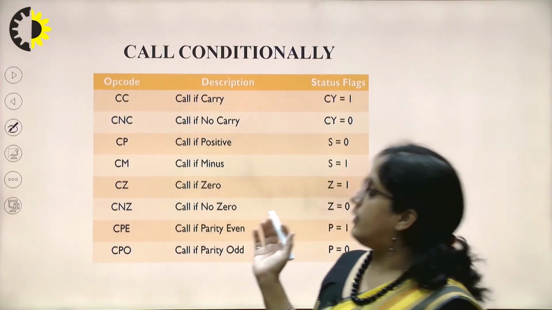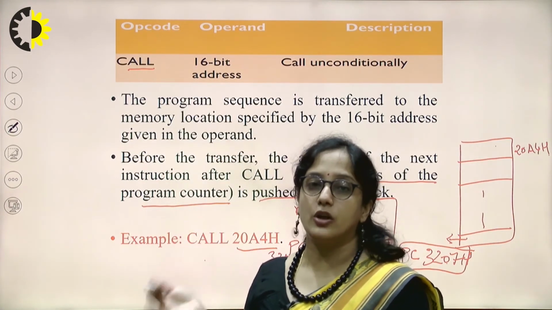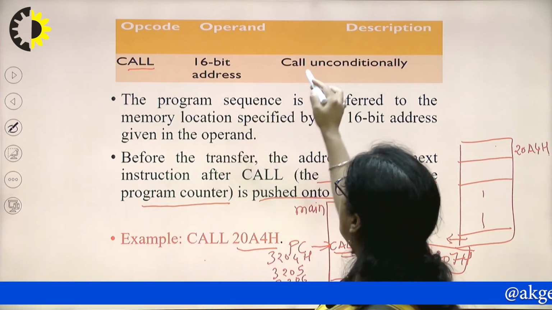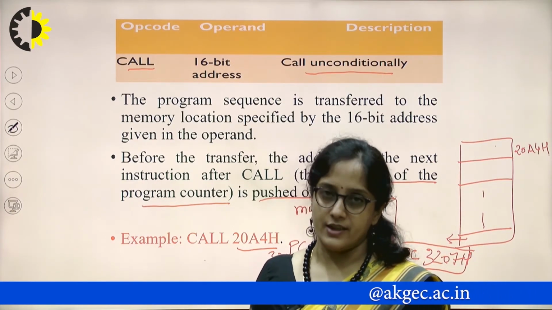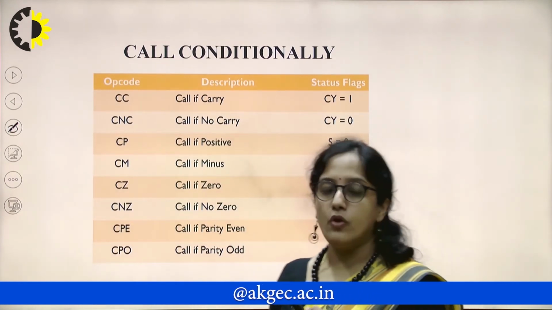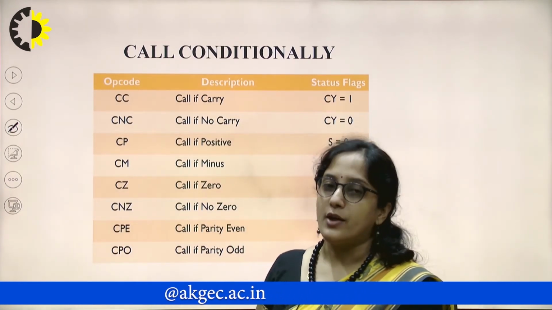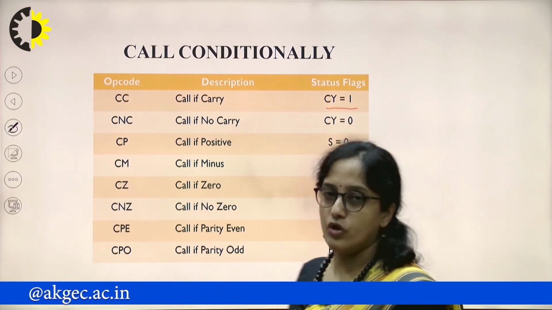In case of the unconditional jump, unconditional call, it does not check for any condition to be satisfied. But we can have a conditional call also, where before calling some subroutine, the microprocessor goes and checks for a condition, whether this condition is true or false.